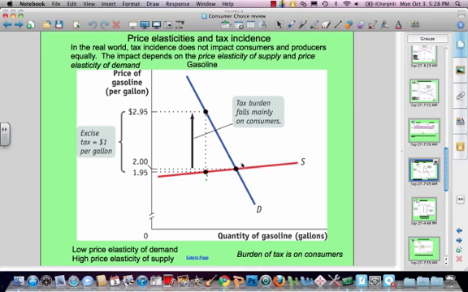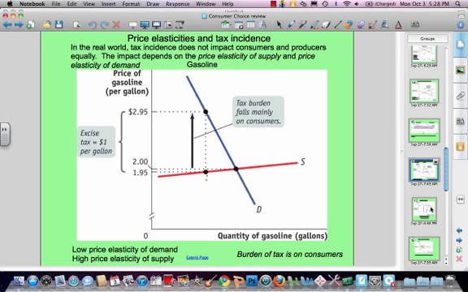In this case, because the price elasticity of demand is low, meaning I don't have much choice, I'm going to buy it almost relatively independent of the price. The tax burden is falling mainly on consumers if there's a $1 per gallon tax put in place.